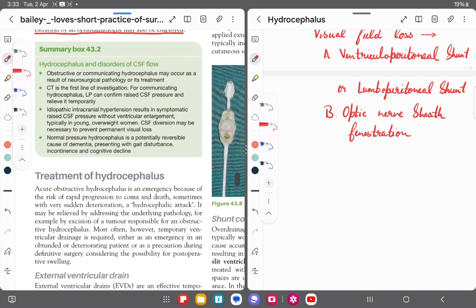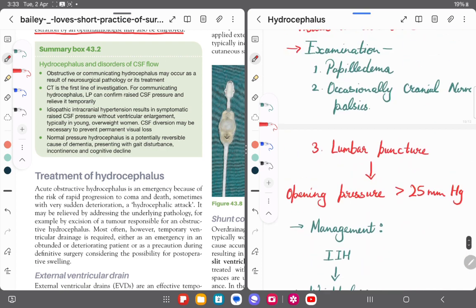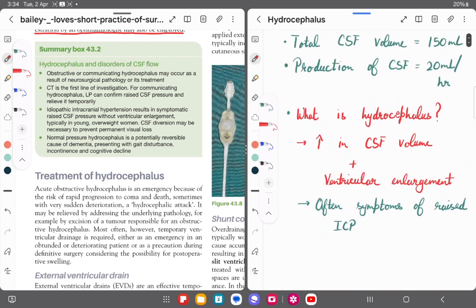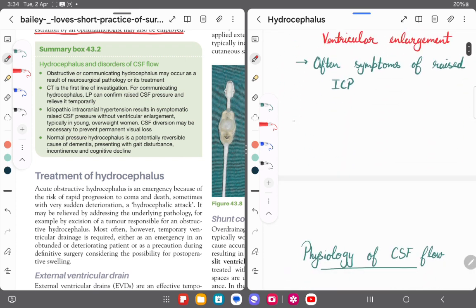So hydrocephalus and disorders of CSF flow, obstructive or communicating hydrocephalus may occur as a result of neurosurgical pathology or its treatment. CT is the first line of investigation. For communicating hydrocephalus, lumbar puncture can confirm raised CSF pressure and relieve it temporarily. So what is the first line of investigation? CT is the first line of investigation in hydrocephalus. Let us note this down here. CT is first line of investigation.